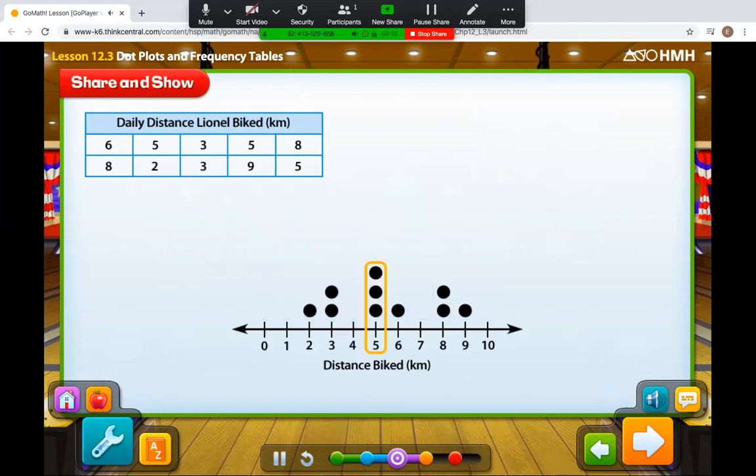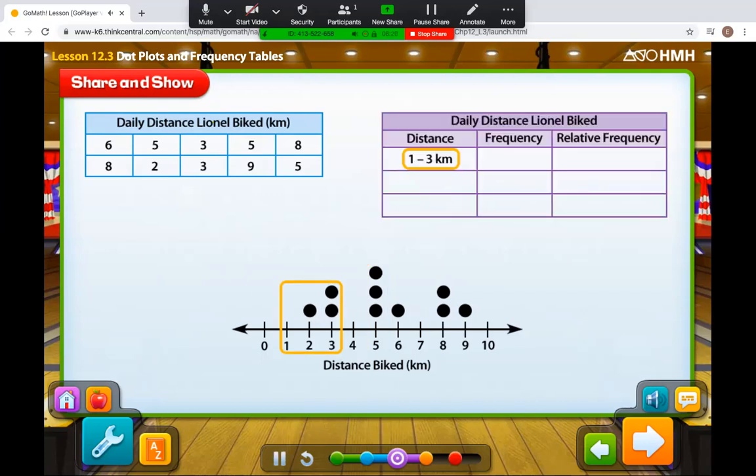You can see that Lionel biked 5 kilometers the most often because the stack of dots is the tallest above the value 5. The first step in making a relative frequency table is to determine the equal intervals to use. Before we move to the relative frequency table, let me tell you that we call the most common value in the data set the mode. Okay, so keep that in mind.